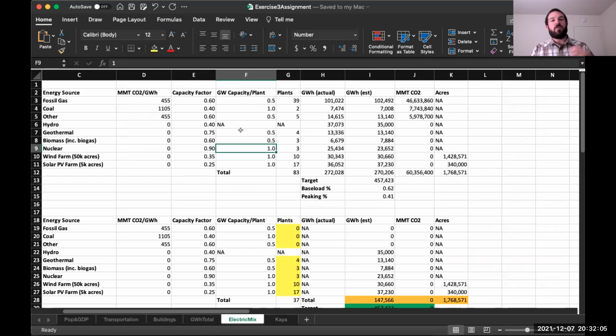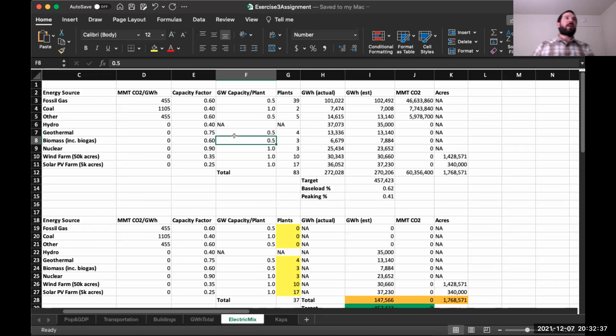And then let's assume that geothermal and biomass are also about half a gigawatt, okay? Some geothermal facilities are bigger, but a lot of them are smaller. Depends on the location, depends on the site, okay? Since biomass is going to be drawn, basically, we'll just say that it's largely the same as fossil gas, okay? We're going to keep it, again, about the same capacity factor, about the same gigawatts per plant.